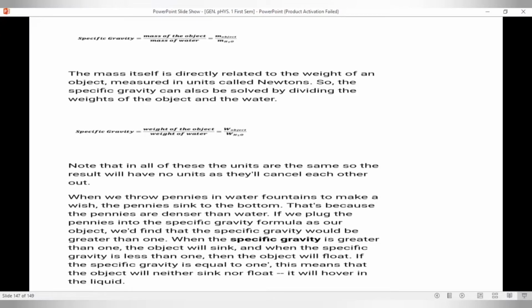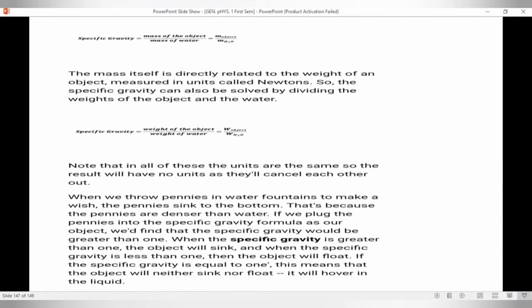When we throw pennies in water fountains to make a wish, the pennies sink to the bottom. That's because if we plug the pennies into the specific gravity formula as our object, we'd find that the specific gravity would be greater than 1. When the specific gravity is greater than 1, the object will sink. And when the specific gravity is less than 1, the object will float.